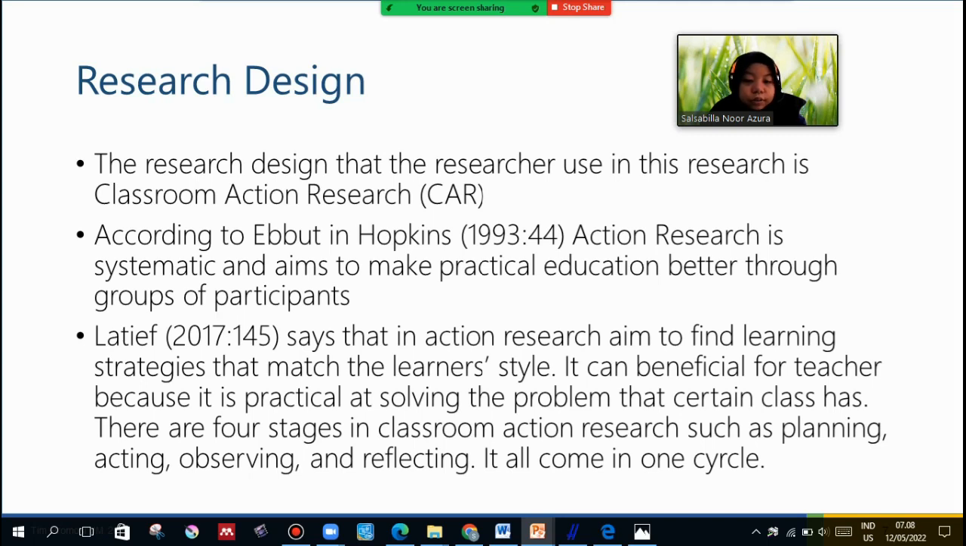There are 4 stages in classroom action research, such as planning, acting, observing, and reflecting. And it all come in one circle. The point of using classroom action research is that researcher can track whether there is an improvement or not from the students.